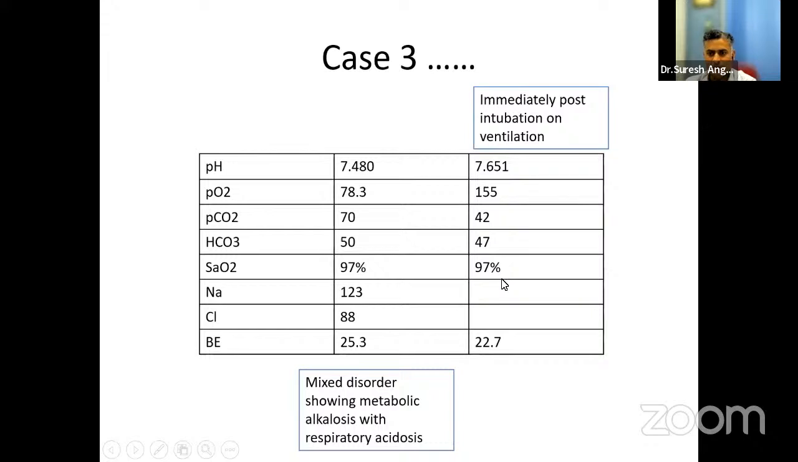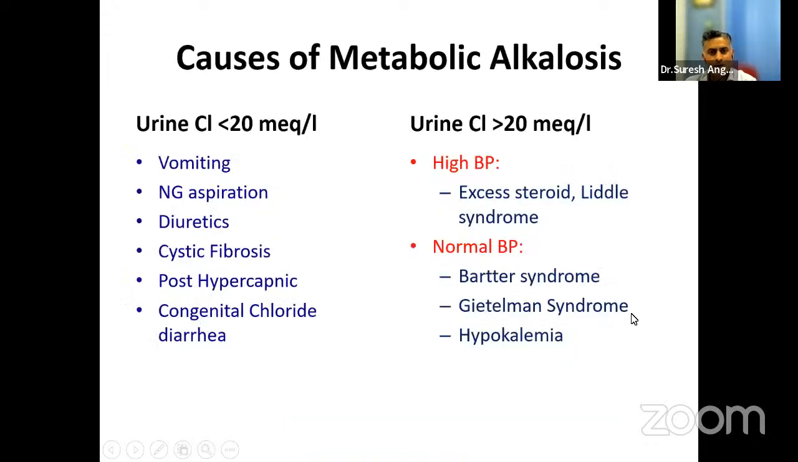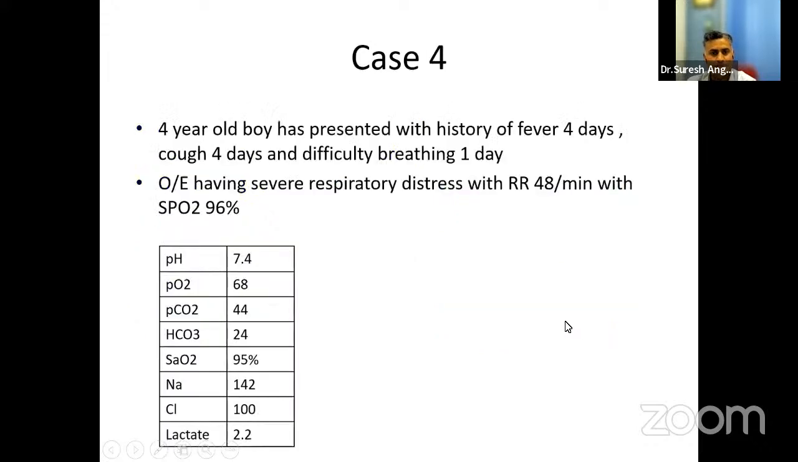So what is this state called? Metabolic alkalosis, they are answering, sir. Post hypercapnia. Yes, post hypercapnic metabolic alkalosis, right? So these are the causes of metabolic alkalosis. If there is any metabolic alkalosis, we have to look at urine chloride levels. If the urine chloride is less than 20, then common causes are vomiting, NG aspiration, use of diuretics, CF patients, post hypercapnia and congenital chloride diarrhea. And if urine chloride is more than 20, then it may be due to excess steroid use, Liddle syndrome, Bartter, Gitelman, hypokalemia, based on whether blood pressure is normal or high.